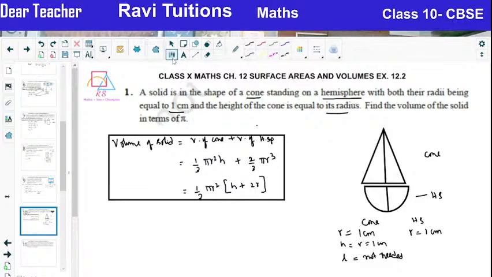Okay. So now substitute the values. 1 by 3 pi. He said in terms of pi, so don't write any value, not even 3.14. And r square is how much? 1 square. H is again 1 and 2r is 2 into 1. So once you are done, pi by 3 and 1 plus 2 is 3. This 3 and 3 will get cancelled.